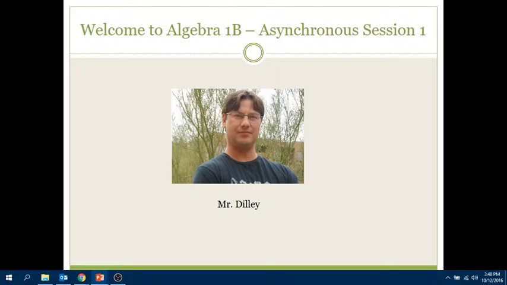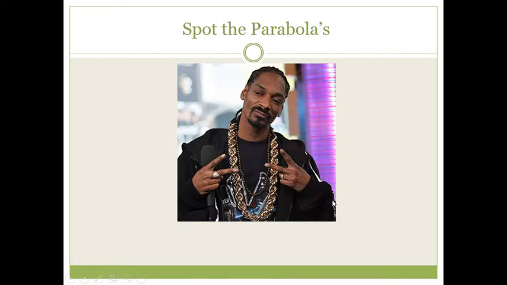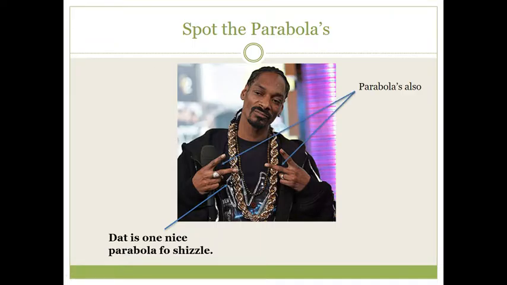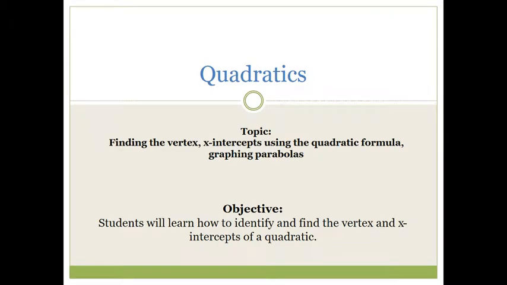All right, so let's go ahead and move on to this unit's topic. Take a look at this picture. I think we all know who that is. Can anyone spot the parabola? I'll give you a moment to do that. Well, there's one parabola right there. I see a couple more. Yeah, the little V symbols in his hands make like little parabolas.